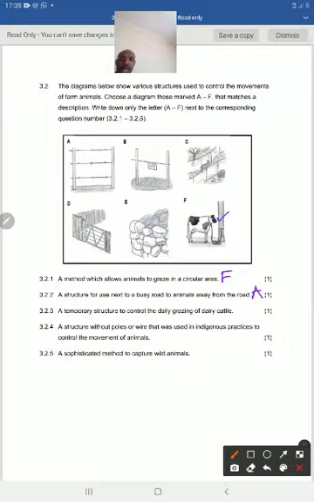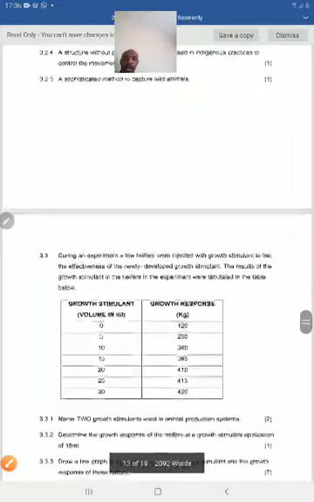A temporary structure to control the daily grazing of dairy cows. Temporary structure to control dairy, okay, it's D. A structure without poles or wires that was used in indigenous practices to control, they were using stones. It's a kraal, it's E. A sophisticated method to capture wild animals, definitely it is C. All right, you must just apply your mind in these ones. Okay, let's move on.